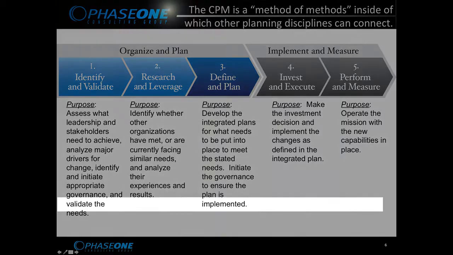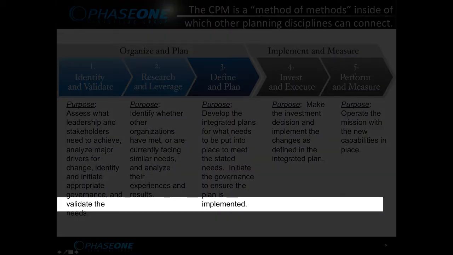At the top, you see two main phases of the CPM: organize and plan, and implement and measure. Organize and plan is about getting organized around the mission needs, validating those needs and understanding other places where those needs may have been met, and then really putting the plan in place in order to meet those needs. Implement and measure is about exactly that: implementing the plan that was produced and then measuring performance given the plan that's been implemented.